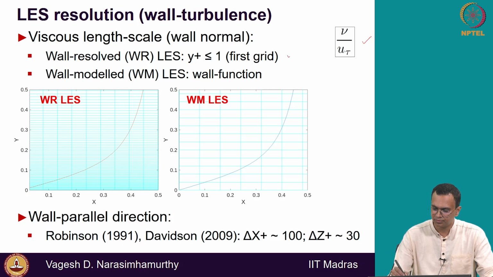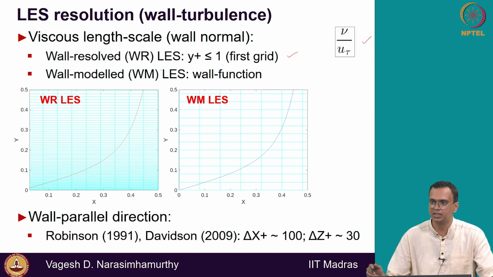That means your first grid y should be y plus less than or equal to 1. So you are capturing all the way from linear sublayer and above, right? If you are doing that, then it is called wall resolved LES. Boundary conditions are straightforward here, but in some problems this will be very expensive.